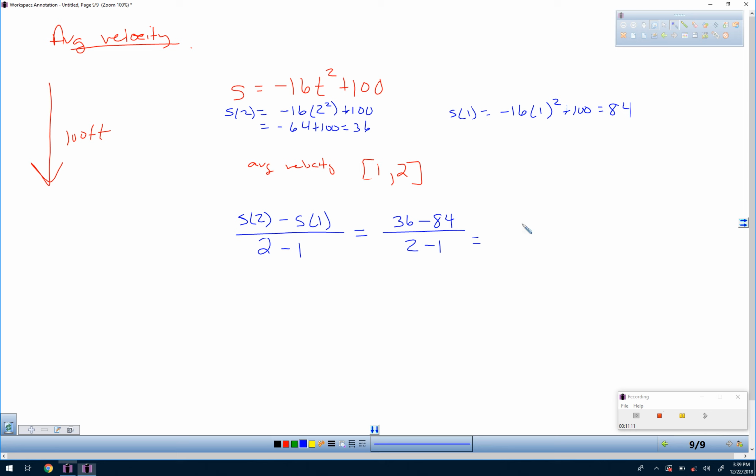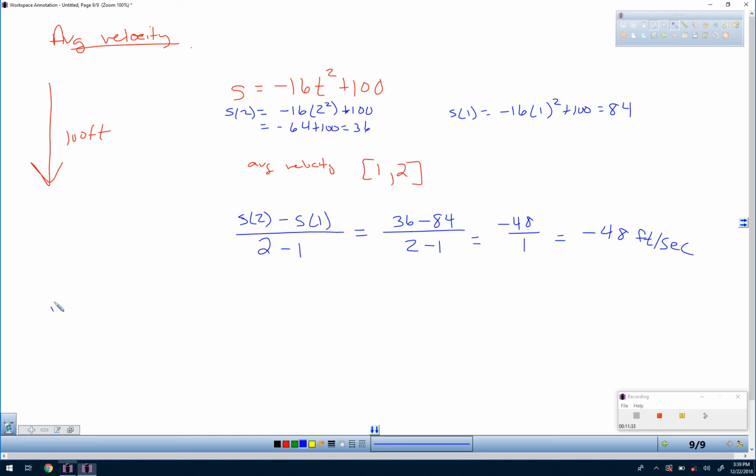And so then the average velocity for that would be 36 minus 84 divided by 2 minus 1, so that would be the same thing as negative 48 over 1. That means it's traveling at a velocity of negative 48 feet per second on that interval from 1 to 2. Negative implying that it's going down, that it's falling. So that's how you find the average velocity as opposed to instantaneous velocity.